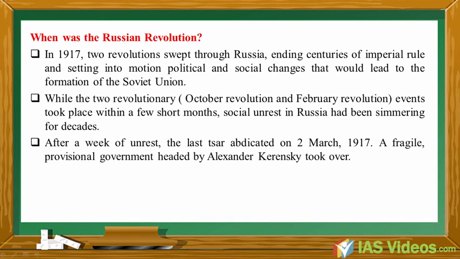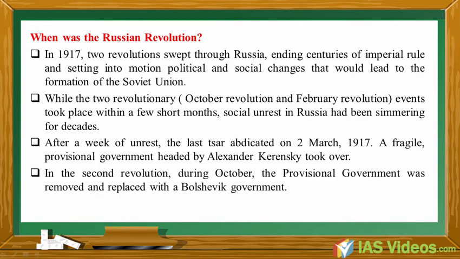After a week of unrest, the last Tsar abdicated on 2nd of March, 1917. A fragile, provisional government headed by Alexander Kerensky took over. In the second revolution, during October, the provisional government was removed and replaced with a Bolshevik government.